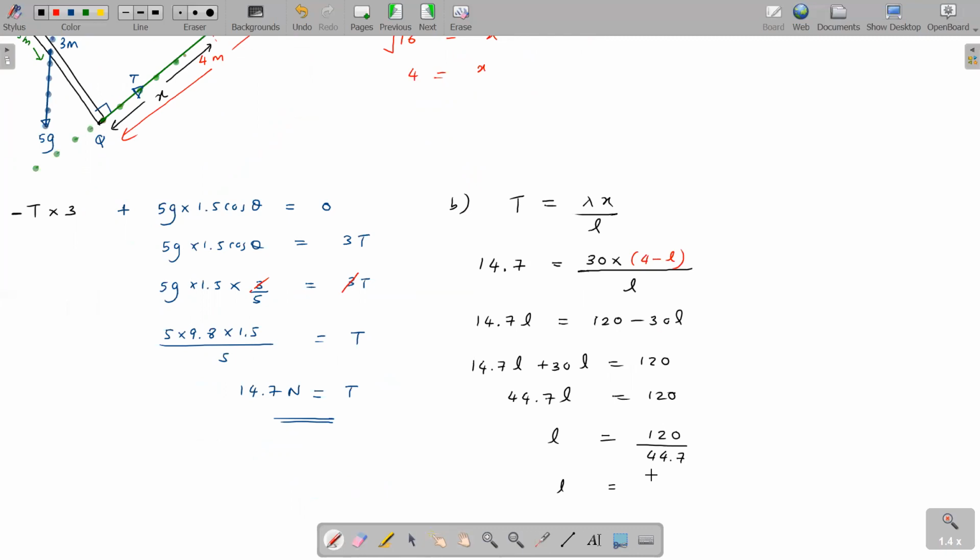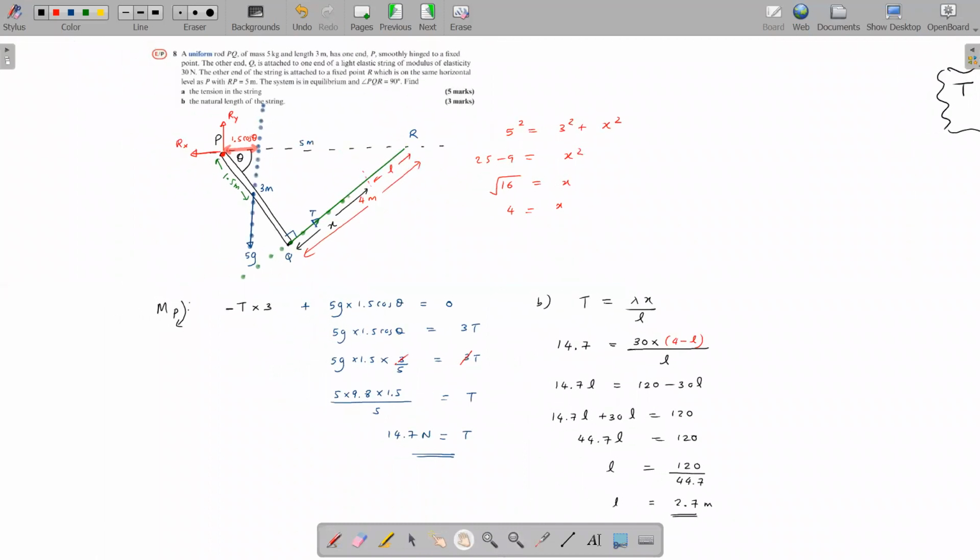You get a really long answer, but you must keep your answer to 2 or 3 SF, because once again we have used the g value here. So do not write long answers. 2 SF would be better because this is already to 3 SF. If this is 3 SF, you can make it 2 SF, 2.7 meters. Okay, is this clear?